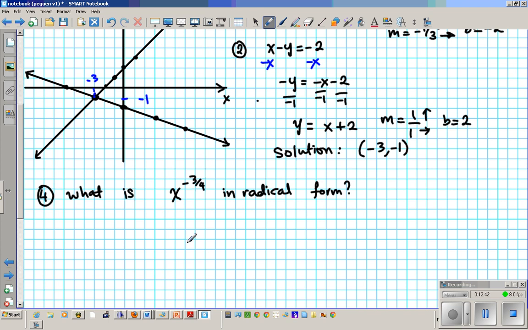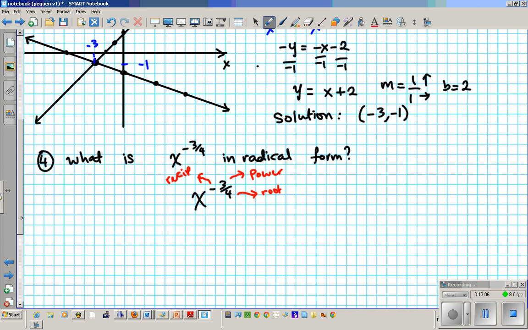So for this one, what does this mean? x to the -3 over 4. The top is the power, and the bottom is the root. What does this minus mean? This minus means reciprocate. Reciprocate, okay? Reciprocate or send it downstairs.